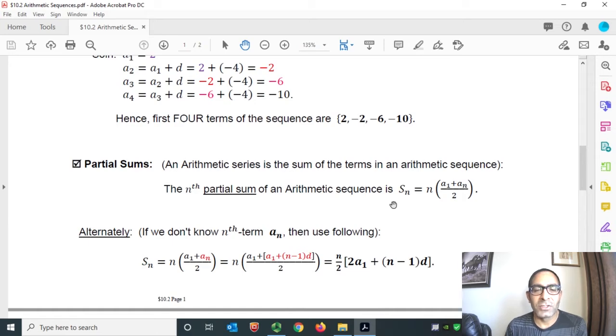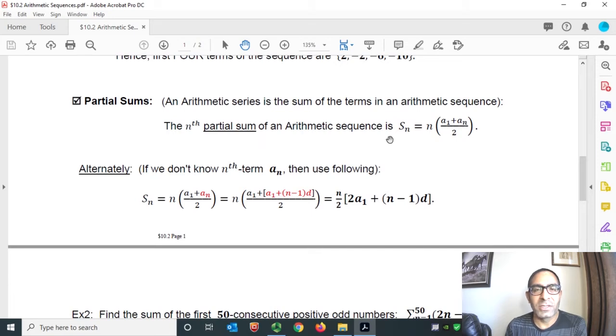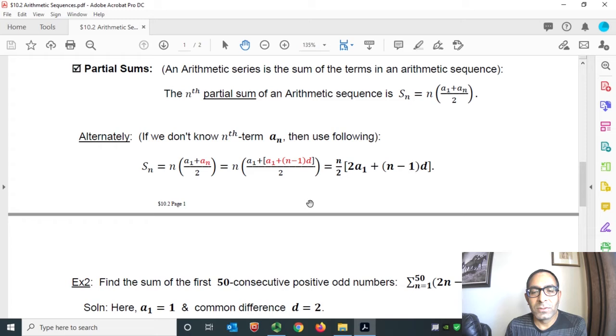Next, let's talk about partial sums of an arithmetic sequence. The nth partial sum of an arithmetic sequence is given by Sn equals n times (a1, the first term, plus an, the last term) over 2. Alternately, if we don't know the nth term an, then we use the following formula. Sn equals n over 2 times (2a1 plus (n minus 1)d). Here a1 is the first term, n is how many terms we are adding, and d is the common difference.